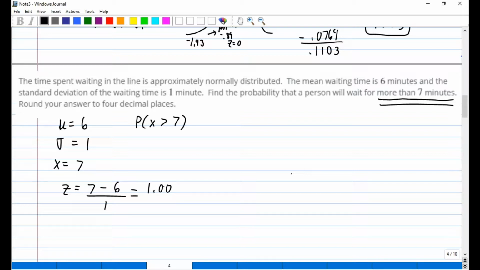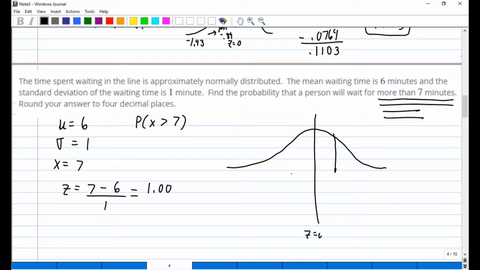1.00. All right, now why is the more than important? So here's our standard normal distribution. Let me move my line a little bit. If I go one standard deviation to the right, it's probably about right there. So this is where z equals 0. This is where z equals 1.00. And for us, that's where x equals 7 minutes. We don't have to write that down there, though.